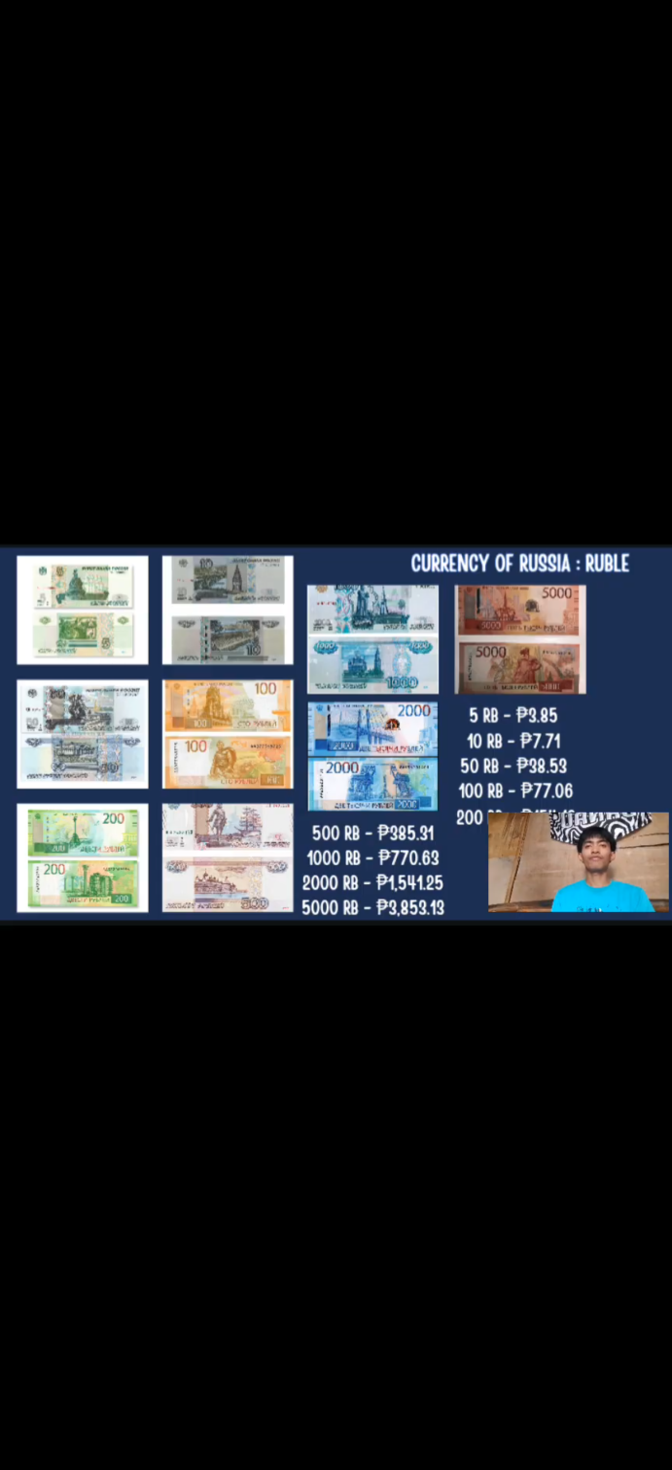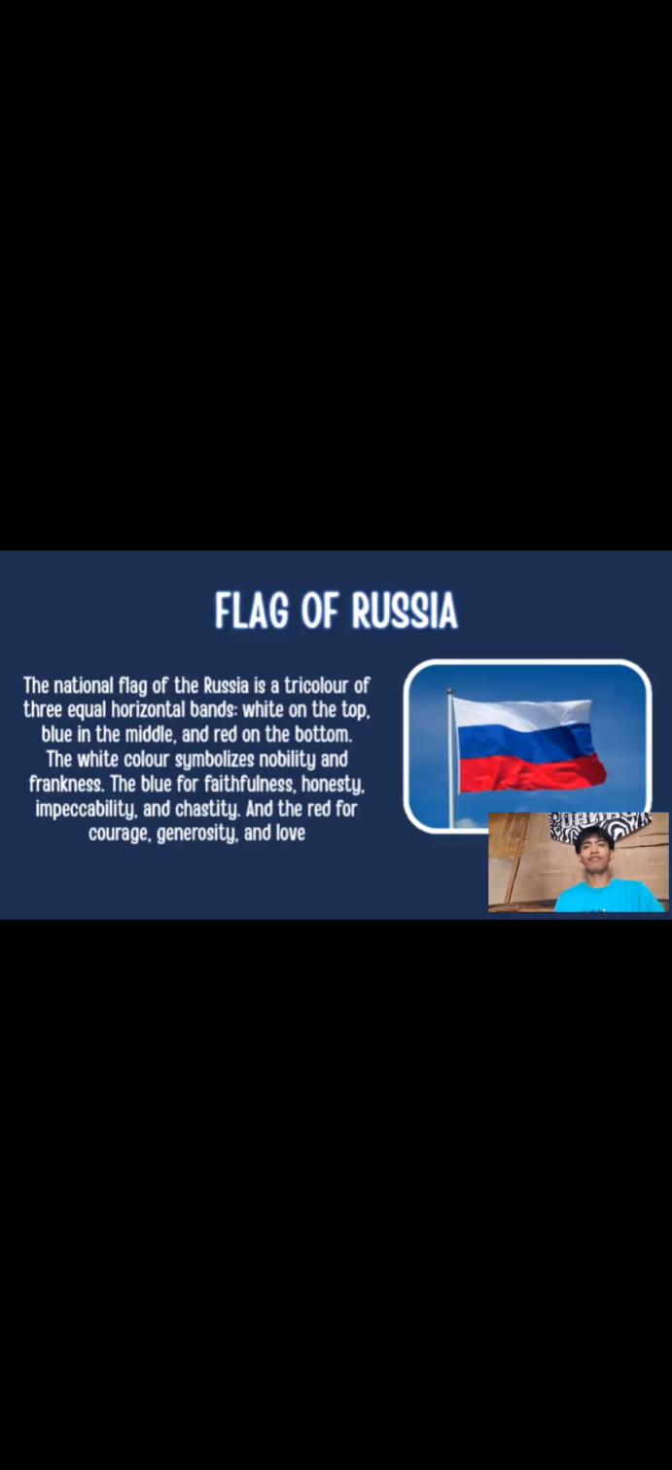200 ruble is equivalent to 154.13 peso. 500 ruble is equivalent to 385.31 peso. 1,000 ruble is equivalent to 770.63 peso. 2,000 ruble is equivalent to 1,541.25 peso. 5,000 ruble is equivalent to 3,853.13 peso. Next slide is flag of Russia.